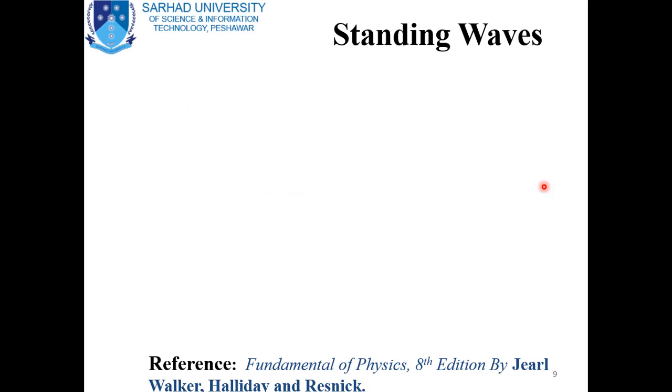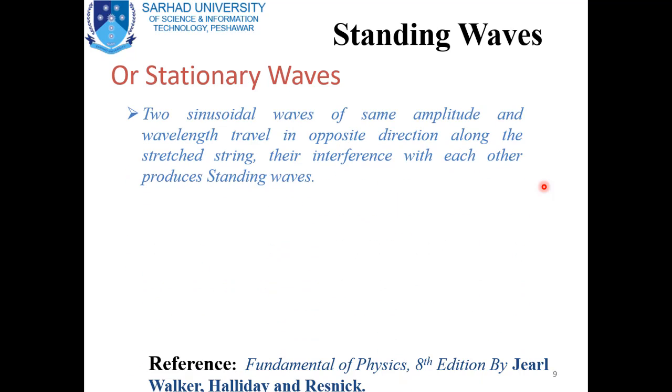Our next topic is standing waves. These waves are also known as stationary waves. To produce standing waves, two sinusoidal waves of the same amplitude and wavelength travel in opposite directions along a stretched string. Their interference with each other produces standing waves. So for standing waves, two things are necessary. They must move in the opposite direction and they must be traveling in the same medium.